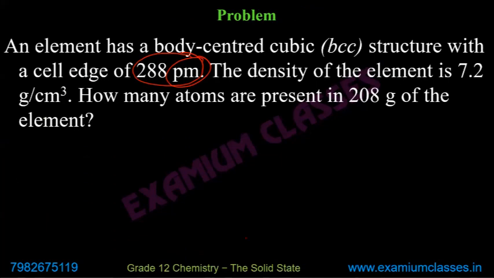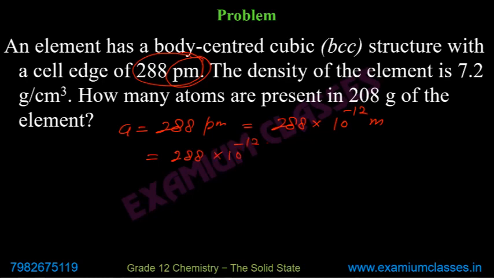Okay. So edge length A is given as 288 picometer, and you know that 1 picometer is equal to 10 to the power minus 12 meter, and 10 to the power 0 meter is equal to 100 centimeter, 10 to the power 2 centimeter. So effectively, I got 288 into 10 to the power minus 10 centimeter.